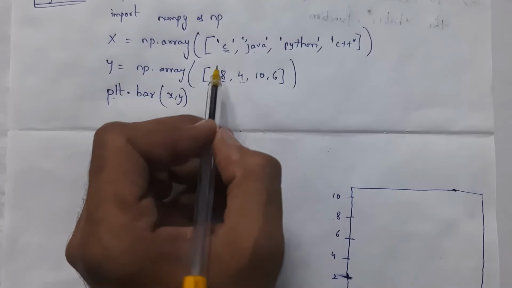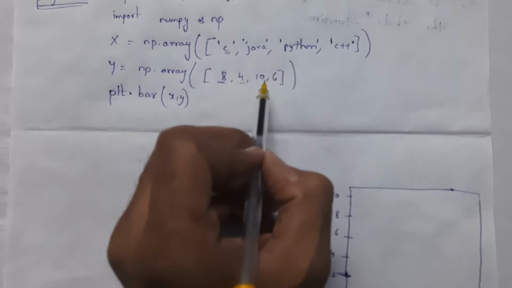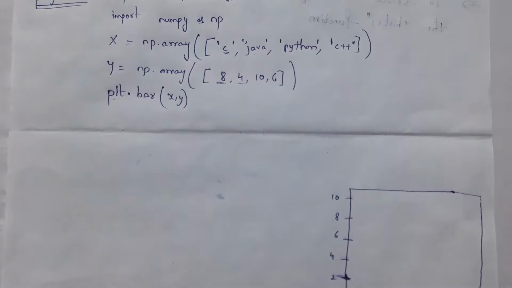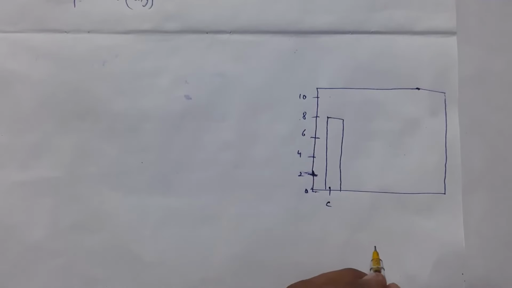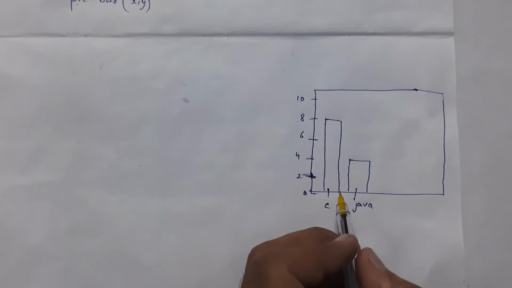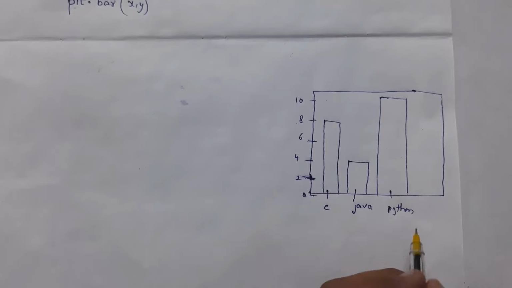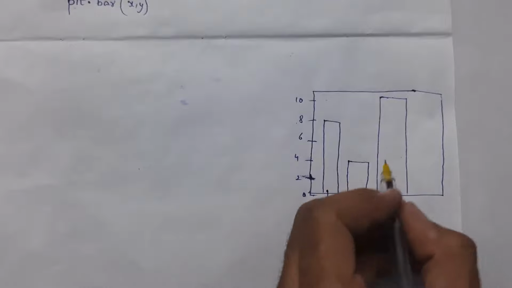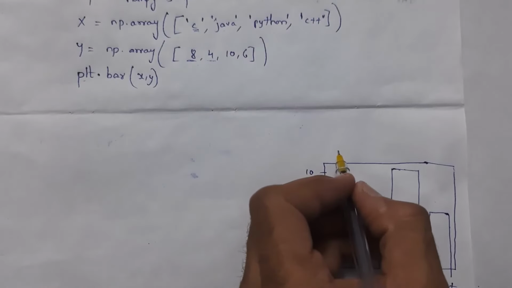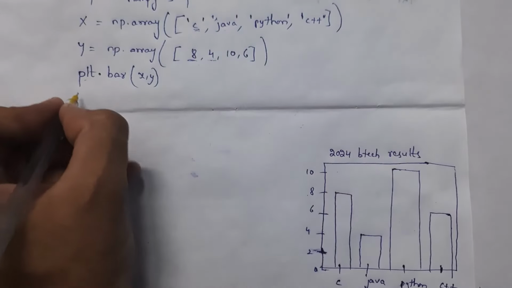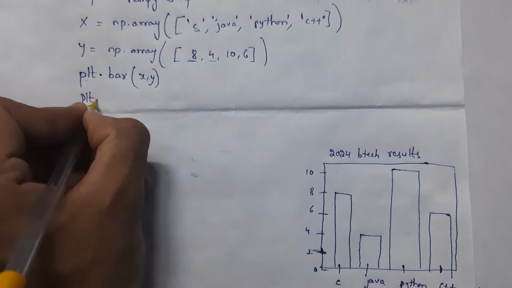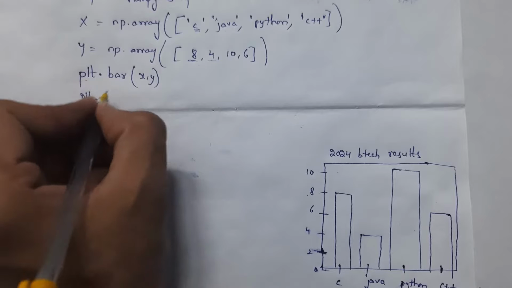C height 8 and next is Java 4, Python 10 and C++ 6. So first one is C programming and height is 8. And next one is Java height 4. And next one is Python height 10. And last one is C++ height is 6. And next I want to give this title as 2024 BTech result. So write here plt, which is the module name, dot title.